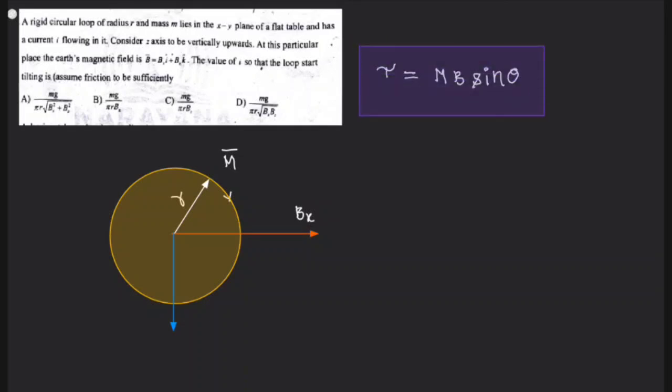Tau equal to MB sin theta. Here Bz as well as the magnetic moment, they both are opposite, right? If you curl your fingers along the current direction, the magnetic moment will be into the board. Therefore the magnetic moment is along the negative z-axis and the magnetic field is along the positive z-axis. Therefore the torque is equal to 0 due to the Bz.